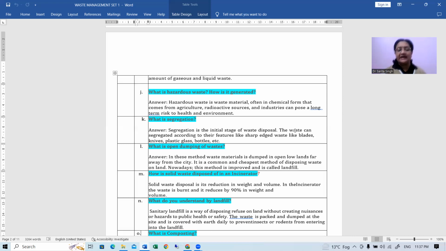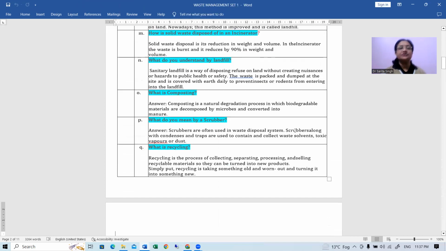Now, what do you understand by landfill? Landfill is similar to open dumping. Sanitary landfill is a way of disposing of refuse on land without creating a nuisance or hazard to public health or safety. So the waste is packed and dumped at the site and is covered with earth. Generally, a layer of soil is covered over it, and this is done daily. Basically, it is done to prevent diseases, right? And the insects which grow up over there, right?